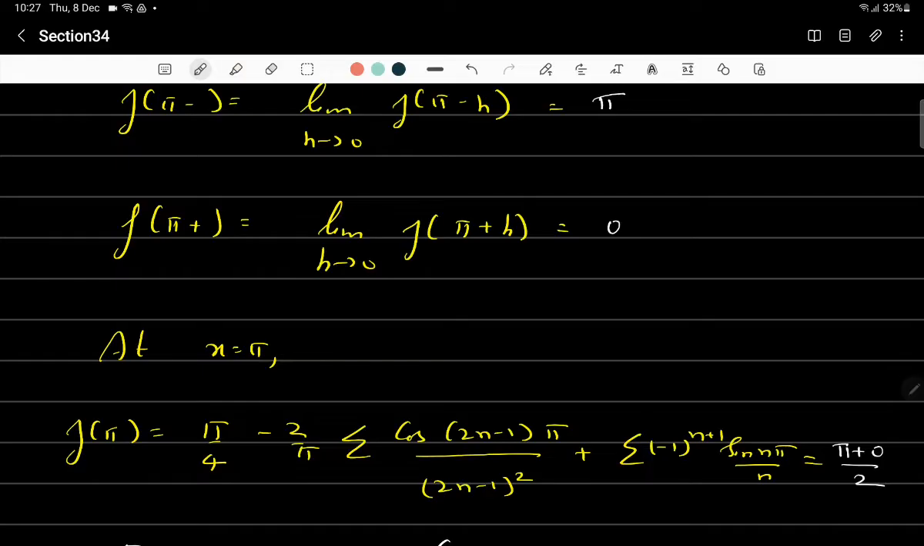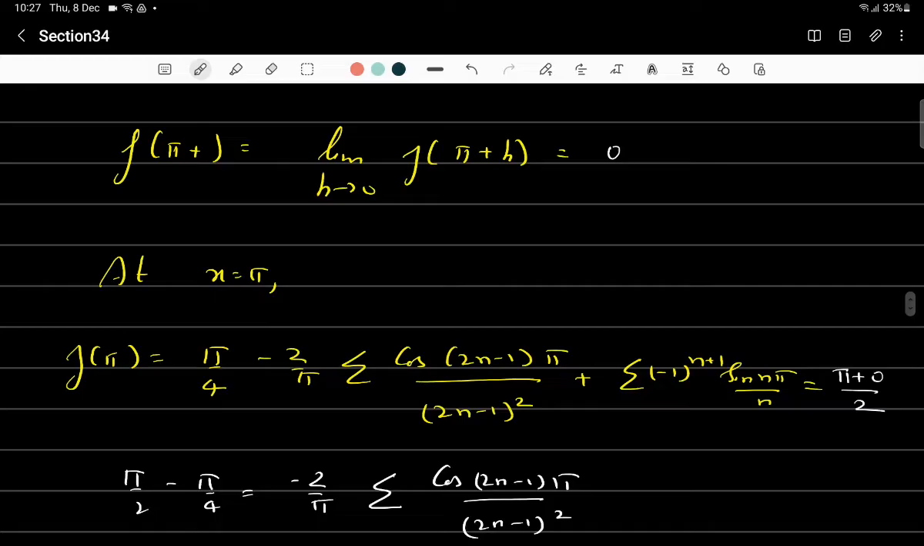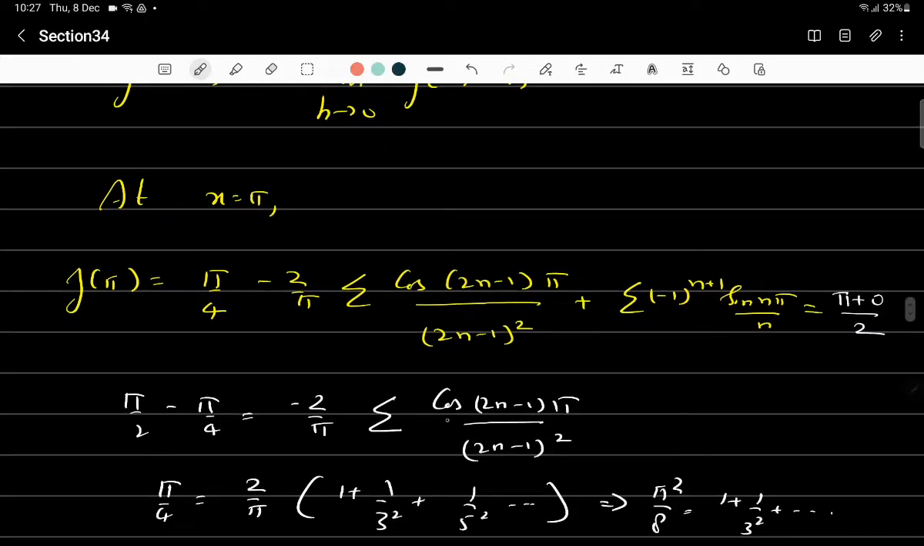Now in the Fourier series, I replace x by pi. When I replace x by pi, sin n pi is always 0. And cos (2n minus 1) pi: I have only odd values, so I will always get minus 1, because cos pi is minus 1, cos 3 pi is minus 1, and so on. So cos (2n minus 1) pi is minus 1, and minus minus will become plus. That's why it becomes 2 by pi.